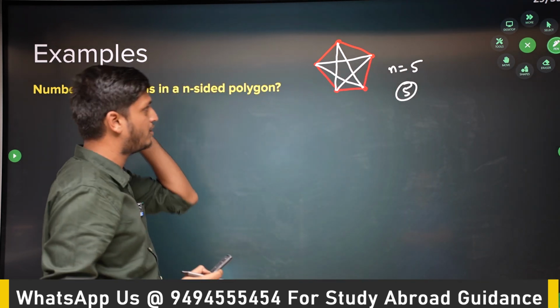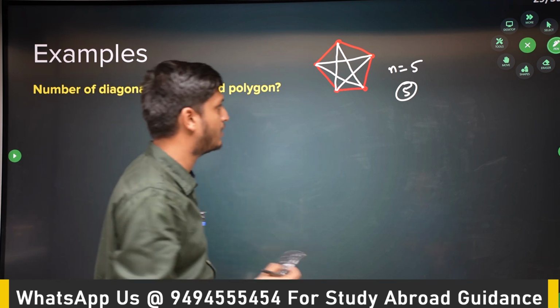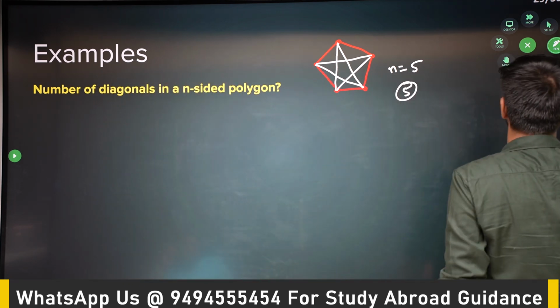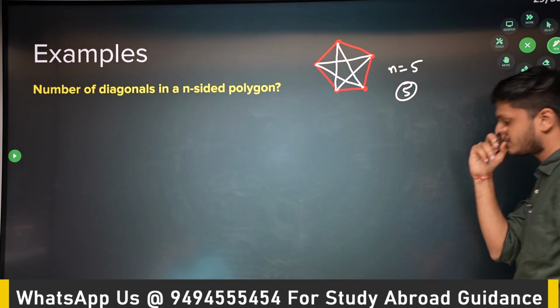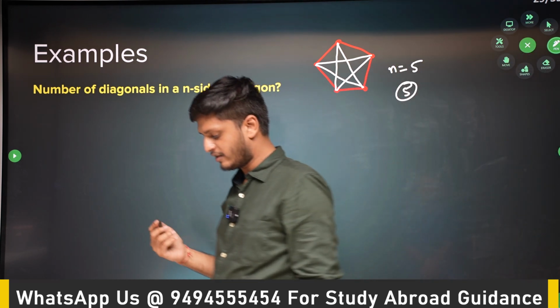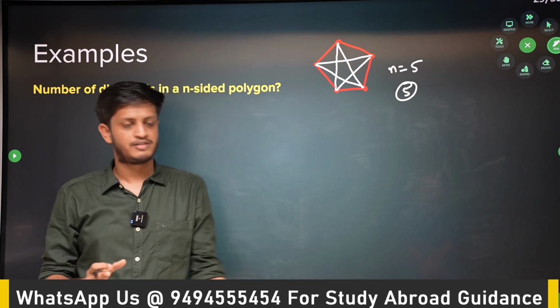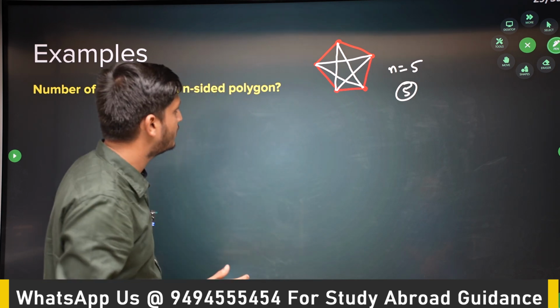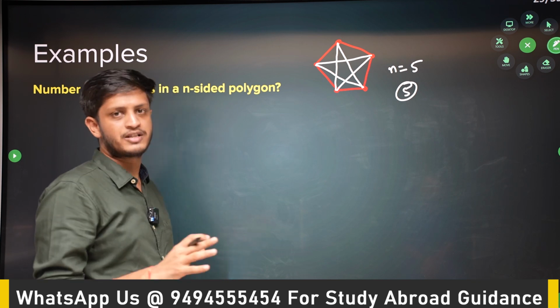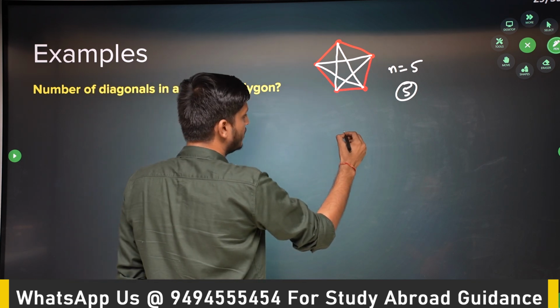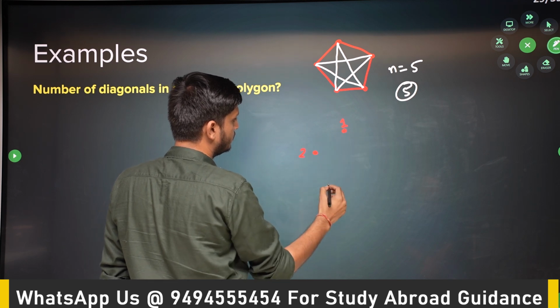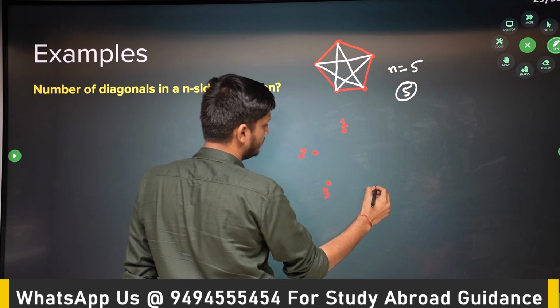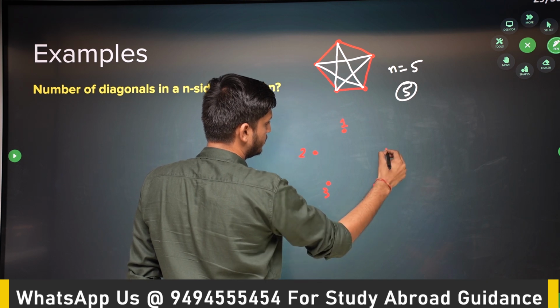So how to solve this? How to calculate it for any possible n? That's what you want to see. So let's see it. So think about it. Firstly, there are 2 ways to solve this problem. Firstly, I will do the combination way. Okay, let's say there are n points in space: 1, 2, 3, 4, 5.